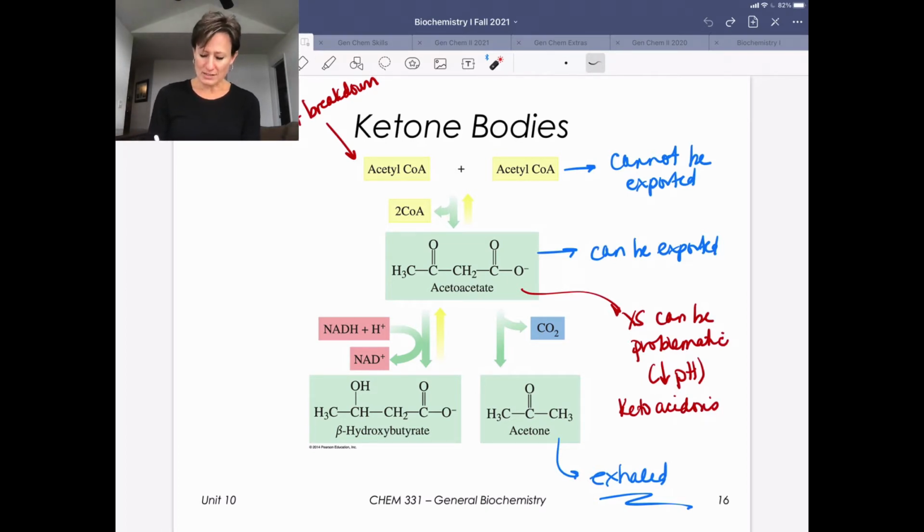An important process here is that when we reduce acetoacetate to beta hydroxybutyrate, we oxidize NADH to NAD+. And then another chemistry that can happen with acetoacetate is we can do decarboxylation chemistry. This is what we call a beta keto acid.